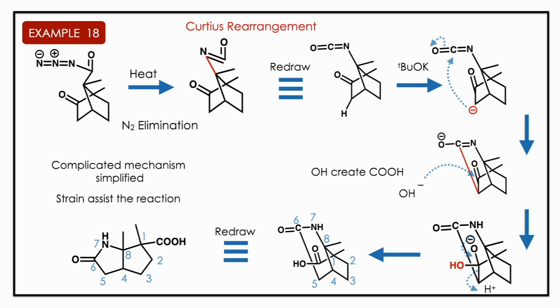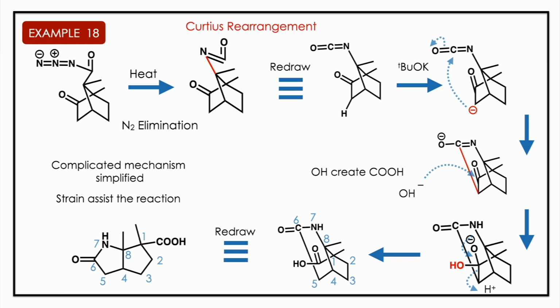Then you are using the base to abstract the proton. The anion attacks, and you have a new C-C bond. Then OH again attacks and opens the ring to compensate the valency. The bicyclic compound becomes a fused system.